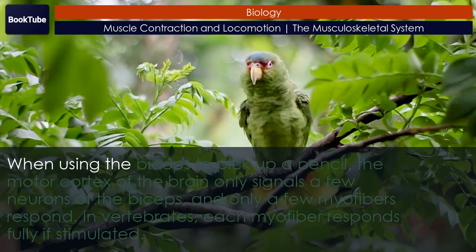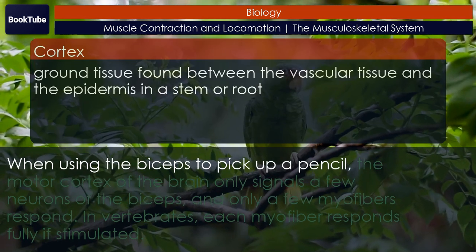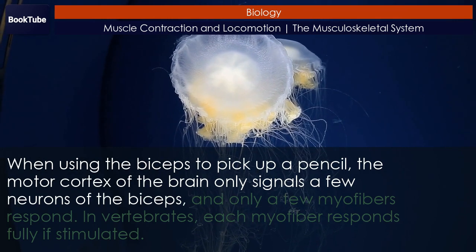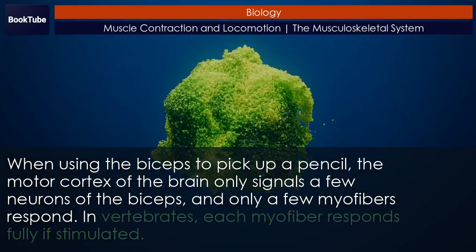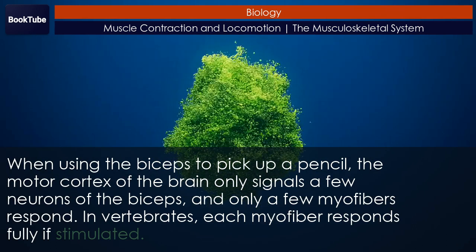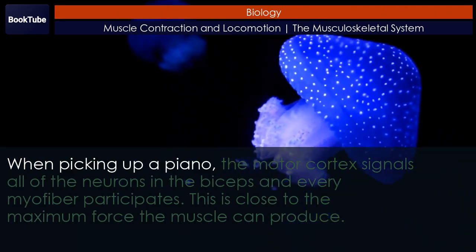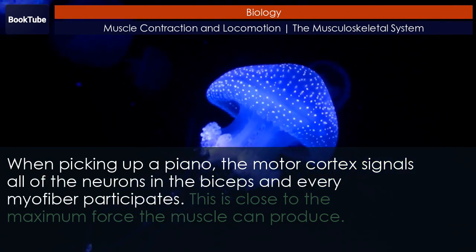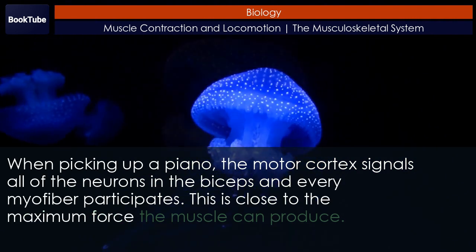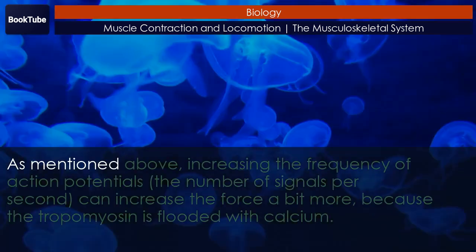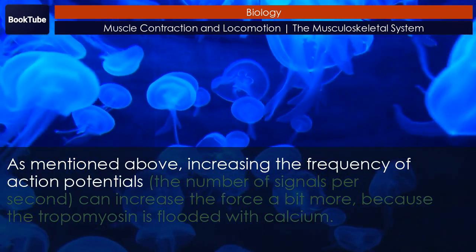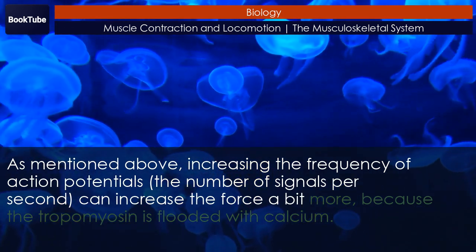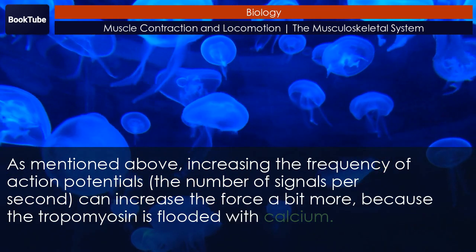When using the biceps to pick up a pencil, the motor cortex of the brain only signals a few neurons of the biceps, and only a few myofibers respond. In vertebrates, each myofiber responds fully if stimulated. When picking up a piano, the motor cortex signals all of the neurons in the biceps and every myofiber participates. This is close to the maximum force the muscle can produce. As mentioned above, increasing the frequency of action potentials, the number of signals per second, can increase the force a bit more, because the tropomyosin is flooded with calcium.